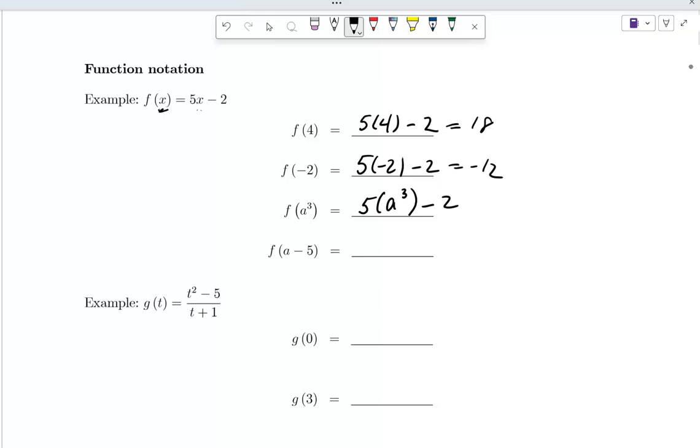You're going to do that to that thing that you plugged in. Okay? Not a lot of simplifying that you can do because I don't know what a is. So I can write it as 5a cubed minus 12. That's as good as it gets. Okay? That literally is the output. What would you do for the next one?